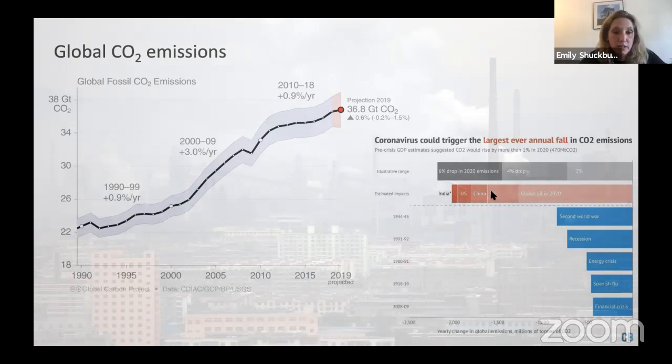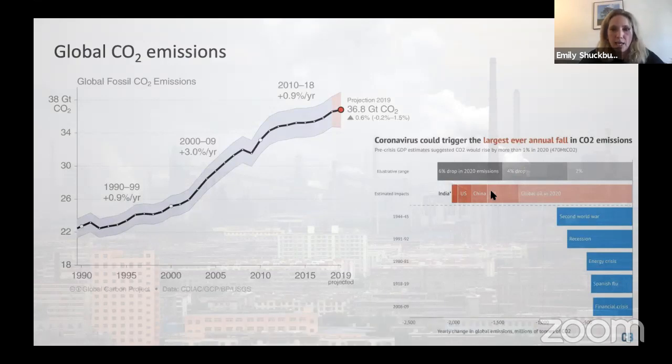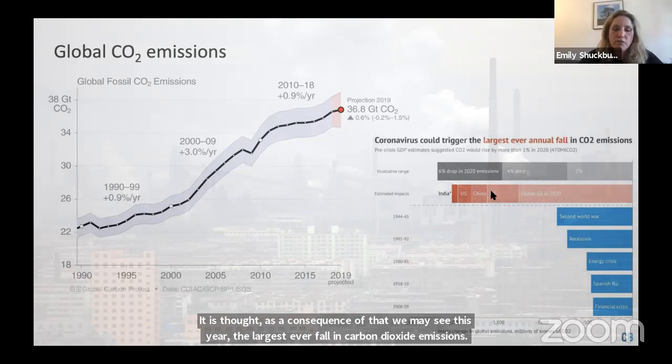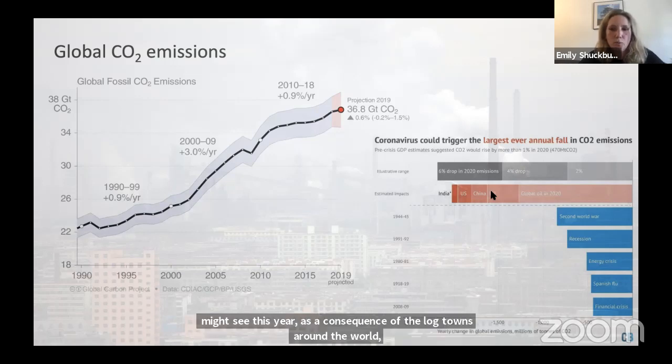Now, obviously, we're living in very, very different times around the world right now, with lockdowns happening in many, many countries, including here in the UK. And it is thought that as a consequence of that, we may see this year the largest ever fall in carbon dioxide emissions. But there's a really important point, which I'm going to come on and show you in the next slide. The current estimates are that the level of decrease that we might see this year as a consequence of those lockdowns and the really dramatic changes to global society is that we might see something like a 6% drop in emissions.